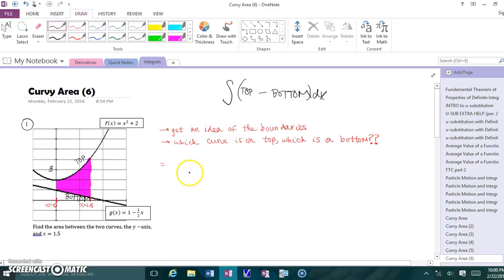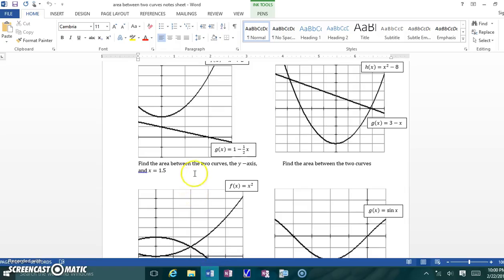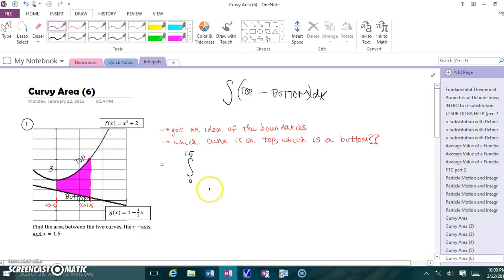So all I'm going to do is set up my integral here. I have the integral. Instead of going from a to b, my leftmost x value is 0. My rightmost x value is 1.5. Also, by the way, on your half sheet, I realize there's hardly any room right here. Do this maybe on the page next to it or at the bottom of the page so you're not squeezing this work in right here. Okay, anyway, so from 0 to 1.5. Now I'm going to do my top curve, which happens to be f of x. So x squared plus 2 minus my bottom curve, which is 1 minus 1 half x dx.